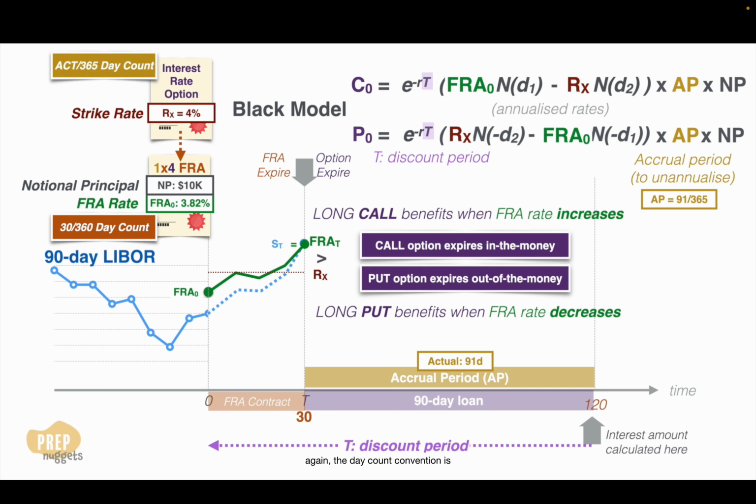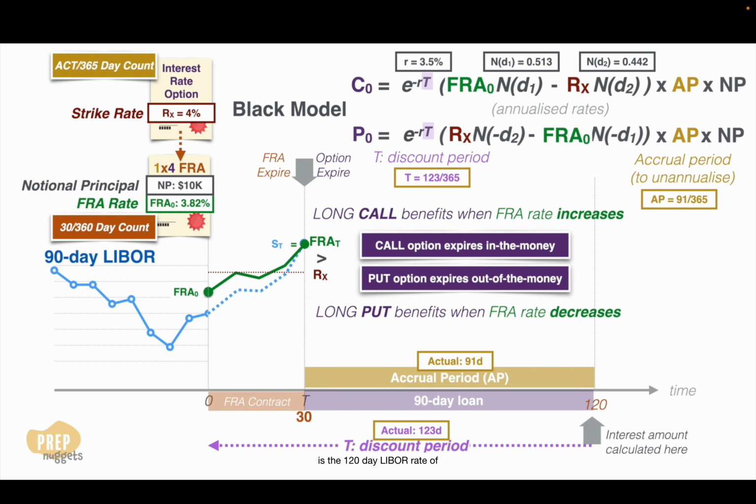Again, the day count convention is the actual 365, so if this discount period is 123 days, we'll need to discount this amount by 123 days using the continuously compounded risk-free rate. For your sanity, we shall not discuss D1 and D2. If you ever need them in the exam, you will likely be given ND1 and ND2. The continuously compounding risk-free rate is the 120-day LIBOR rate of 3.5%.